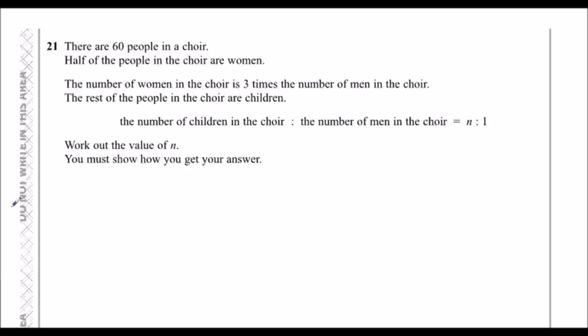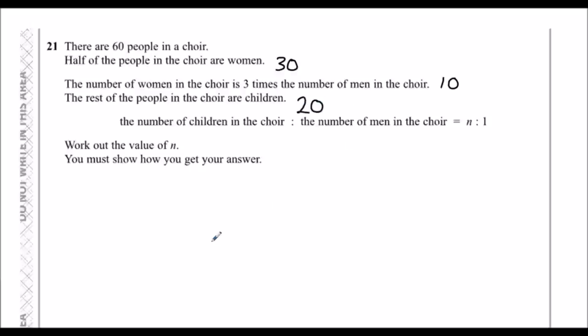Question 21. There are 60 people in a choir. Half the people, so half of 60 in the choir, are women. The number of women in the choir is 3 times the number of men. So 30 is 3 times what? 30 is 3 times 10. The rest of the people in the choir are children. So there are 60 people, 30 women, 10 men. That's 40. There must be 20 children.